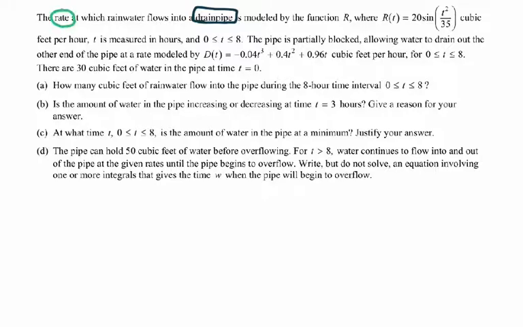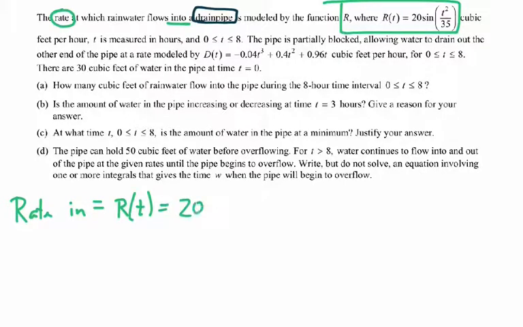Anytime you see the word rate in the problem, you should circle it. And furthermore, this is the rate at which water flows into the pipe. That might mean that this is the rate in. And what is the rate in? It's r of t, or this thing here. So down here, before I do any work or calculus, we're going to say that the rate in equals r of t equals 20 sine t squared over 35.